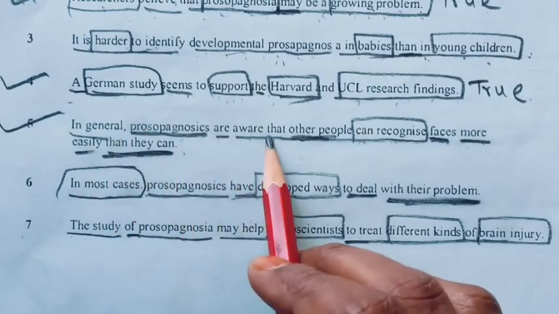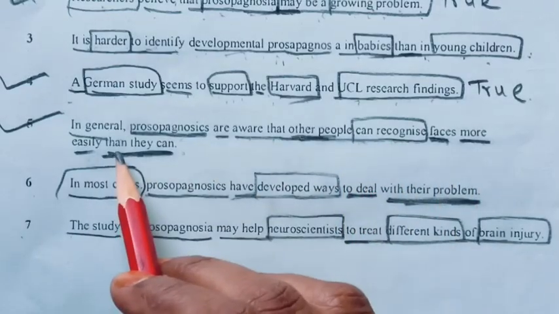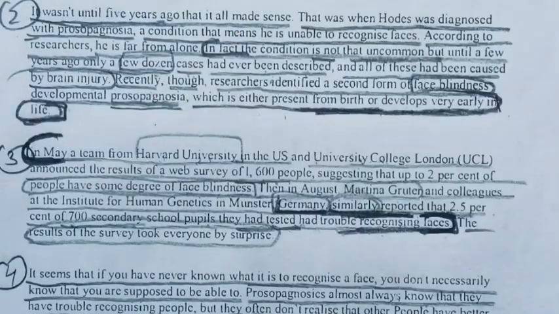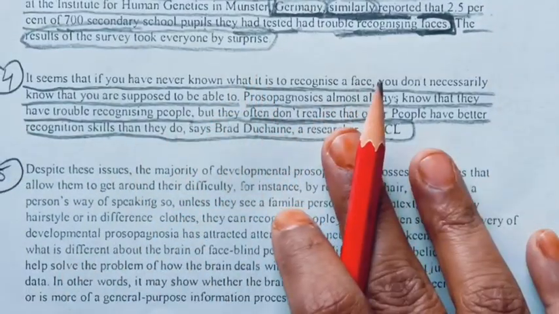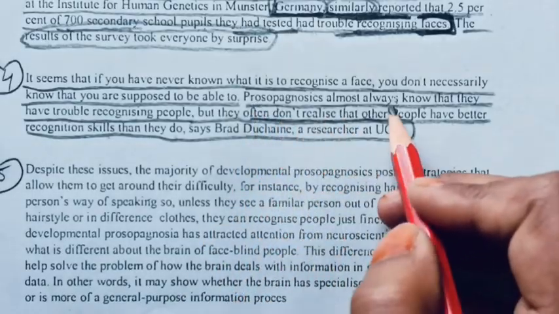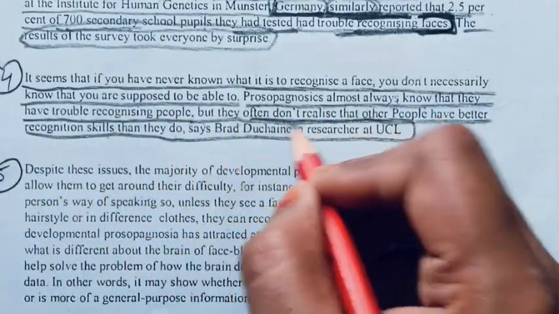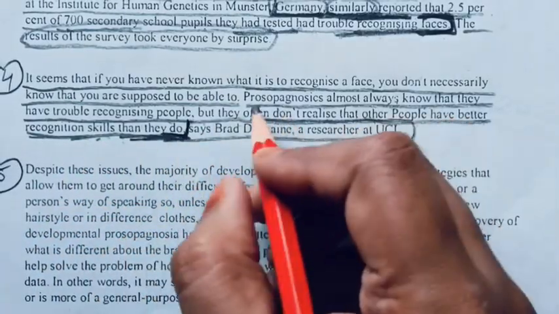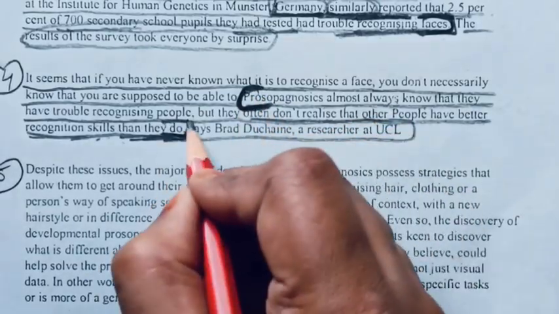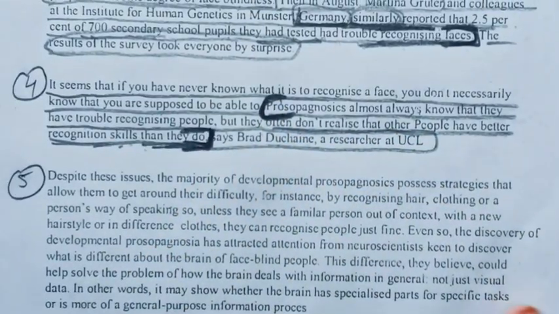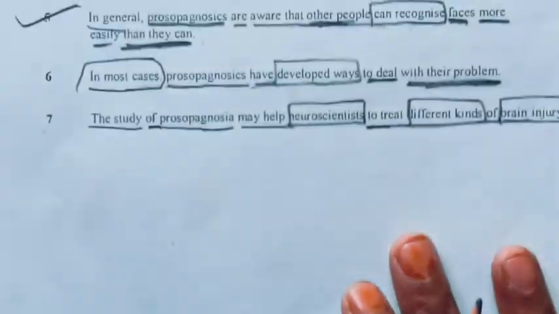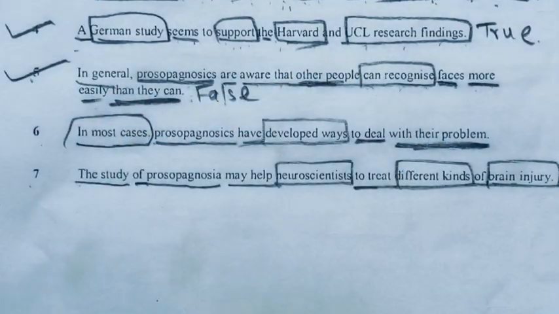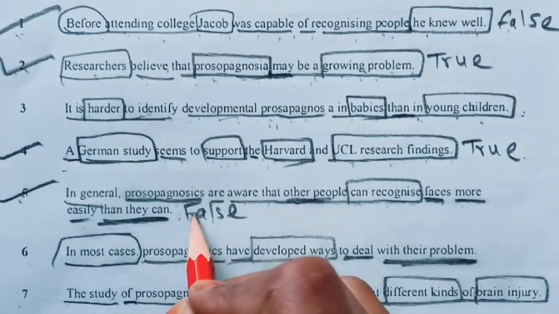In general, prosopagnosics are aware that other people can recognize faces more easily than they can. And here in the paragraph they are saying prosopagnosics almost always know that they have trouble recognizing people, but they don't realize that other people have better recognition skill than they do. Okay, we are getting our answer from here to here. So both the statements are contradicting each other. I hope you have understood this, and we will write false in front of 5 in our answer sheet.